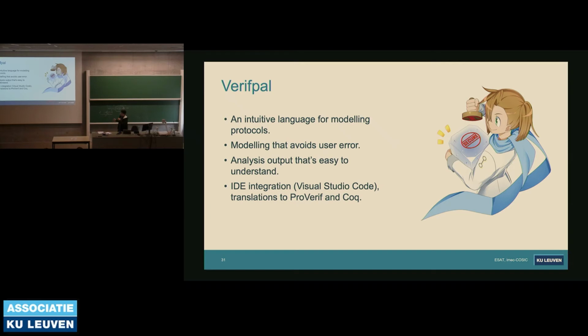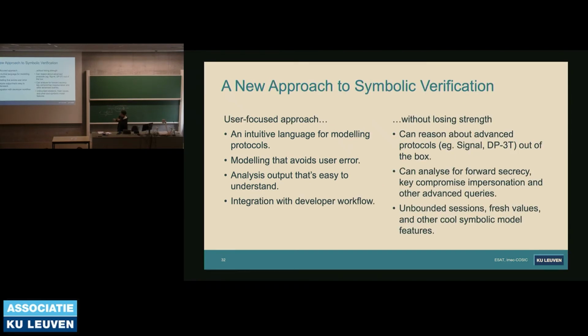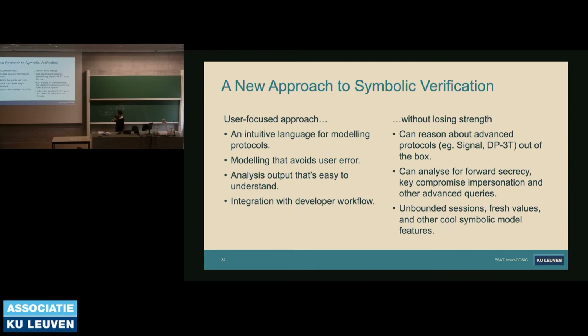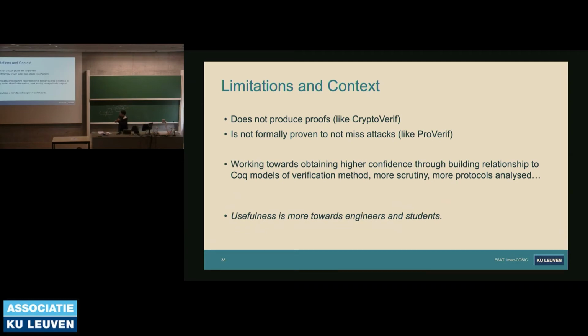There's an extension for Visual Studio Code, and we'll see all of this stuff. It can analyze forward secrecy, key compromise impersonation, all of that stuff. But it does not produce proofs. It helps you with analysis, but it's not formally proven to not miss attacks. So ProVerif is another tool in the symbolic model which is proven to not miss attacks because it uses the Horn clauses that we just talked about. So if an attack exists, Verifpal might miss it, but ProVerif won't.